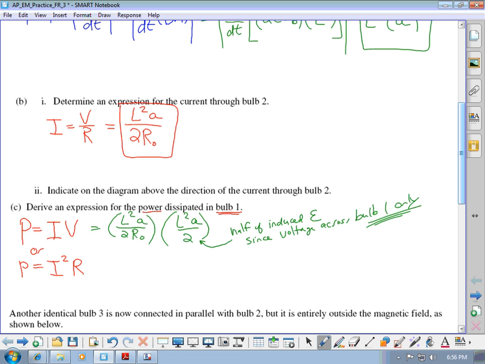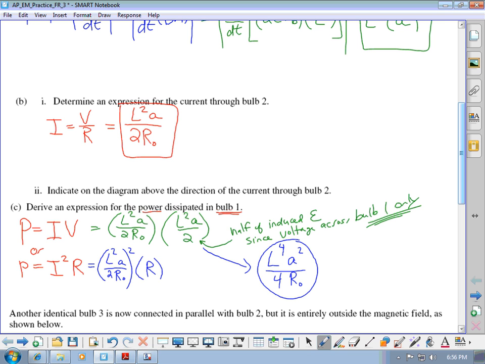And so you wouldn't need to simplify that, although if you did, you would have L to the fourth A squared over 4R0. But it was okay to leave it the way it was. Again, if I did current squared times resistance, this would be L squared A over 2R0, squared, times R. And the resistance is the resistance of just bulb 1, so that's R0.